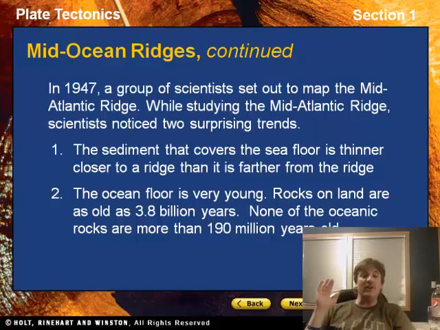Speaking of that, the ocean floor is very young. When we look at rocks on land and we date them, they come out to about 3.8 billion years old. But when we look at the ocean floor, the oldest rocks we could find were only about 190 million years old. That's with an M, not a B. So they're a whole lot younger than the other rocks we found on land. So again, there's something up.